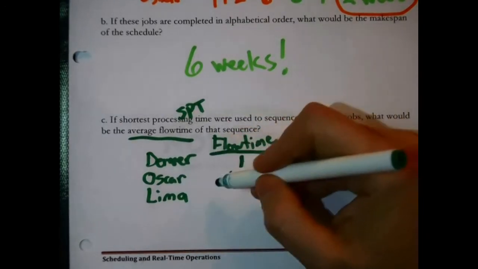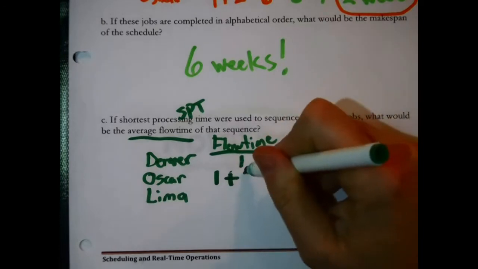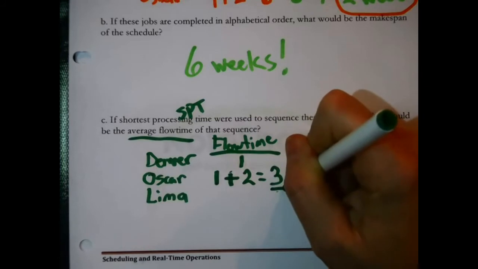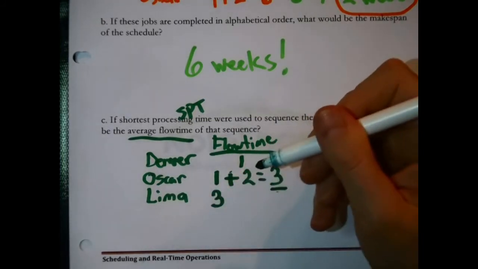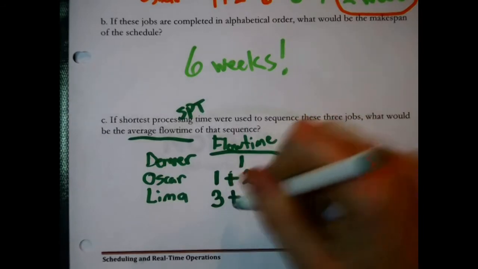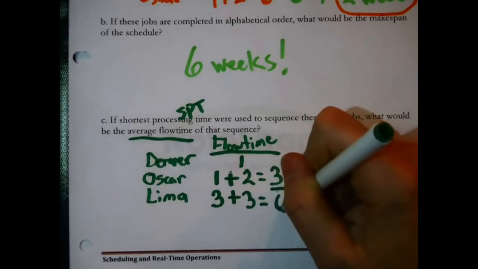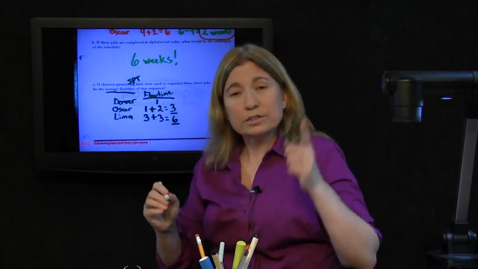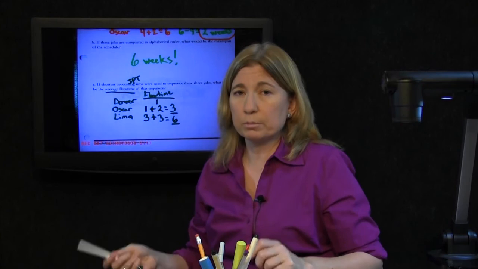In the case of Oscar, it must wait 1 week, the flow time of the job before, plus how long does it take to actually complete Oscar, 2 weeks. The flow time for the job called Oscar is 3 weeks. Lima must wait those 3 weeks, the flow time of the job before, plus Lima is 3 weeks' worth of work. So the flow time for Lima is 6 weeks. And I'm again glad to see the 6. It was a different sequence, but when we got down to the last job, the flow time was 6.